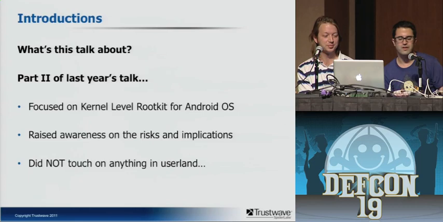So what is this talk all about? This is part 2 from a talk that I was part of last year. Did anybody see that talk last year? Okay, so a handful of folks. That really focused on a kernel-level rootkit. The whole idea was, what are the implications of a rootkit getting on a mobile device? We explored that and really raised awareness about the risk and implications of rootkits on mobile devices, what they're capable of. But we didn't really touch on anything in userland at all.